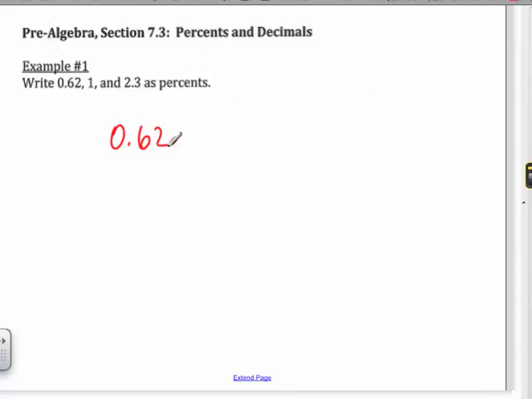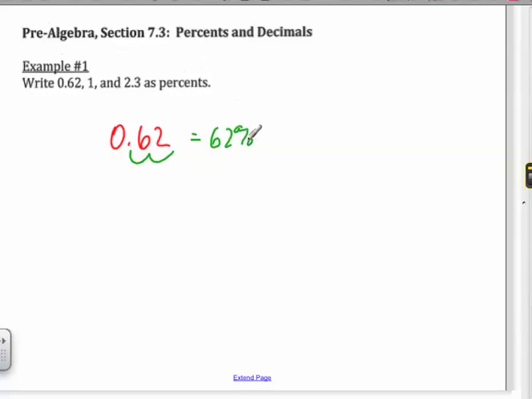That's an excellent point. So let me explain what you've said. When we're going from decimals to percents, percents are always bigger than a decimal. So we want to move the decimal point to make the number bigger so that it's a percent. And we move it two places, always two places. And that's going to give us 62%.